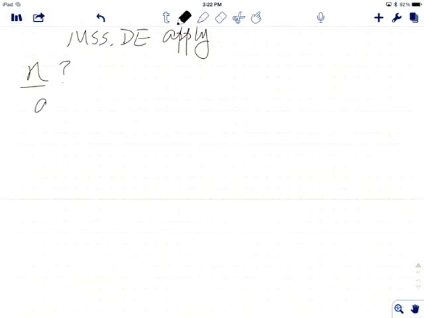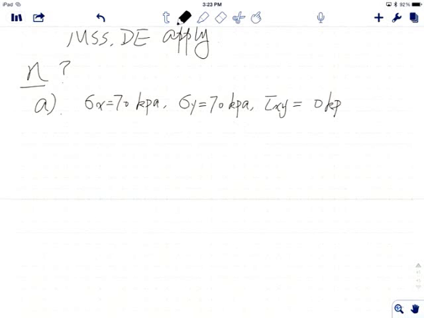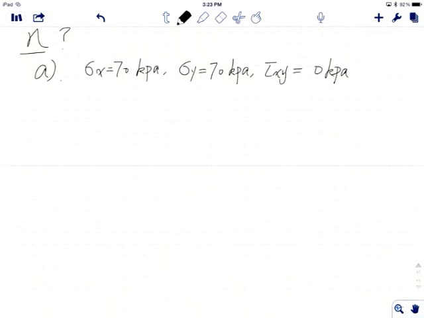Okay, so for case A, first of all, let me write it here. Sigma X is 70 kilopascal. Sigma Y is 70 kilopascal. Tau XY is 0 kilopascal. Okay, so relatively speaking, very easy and simple stress state.